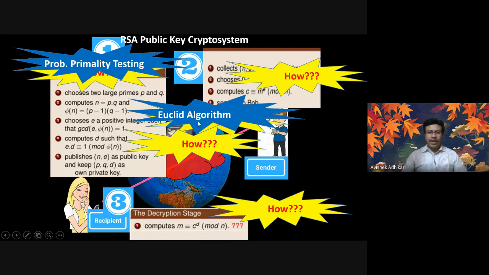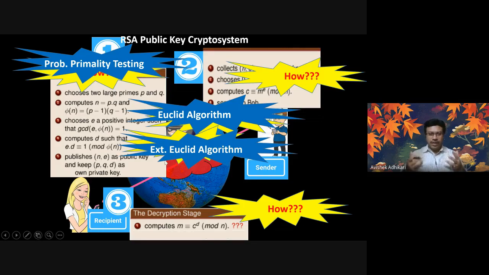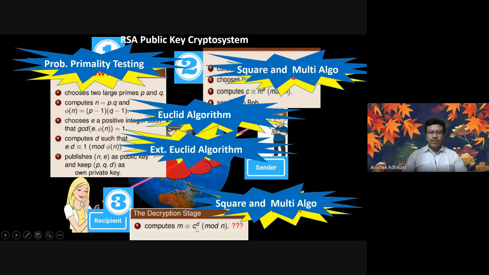Then our very own Euclid algorithm will be able to find the GCD very easily, and we'll also use the extended Euclid algorithm, which is derived from the Euclid algorithm, to find the multiplicative inverse of an element. Finally, exponentiation will be done using the square and multiply algorithm. In this class we will show that all these algorithms are very easy to compute, that means they are polynomial time algorithms.